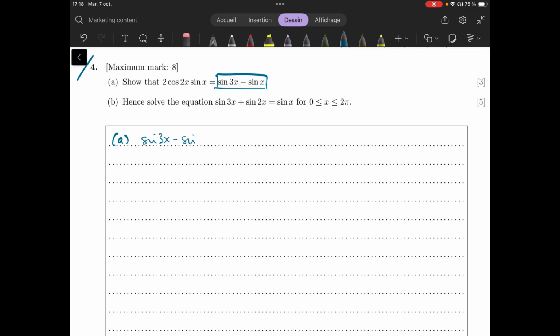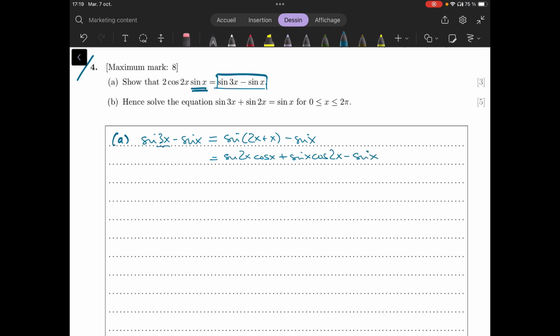So, sine of 3x minus sine of x. The reason why I decided to go with this is because I know that I will have to split the 3x into 2x plus x. Sine of a plus b. This formula can be found in your formula booklet if you happen to have a brain freeze. However, you should have it memorized by now. So sine of 2x plus x, sine of a plus b is sine a cos b plus sine b cos a, minus sine of x.